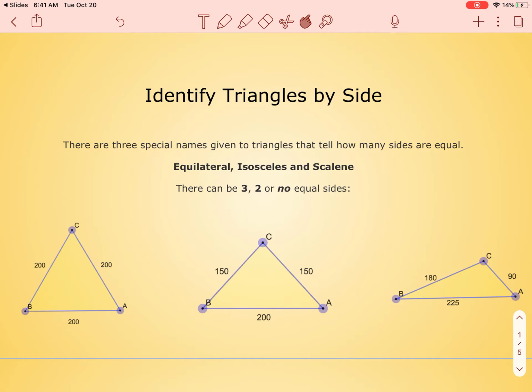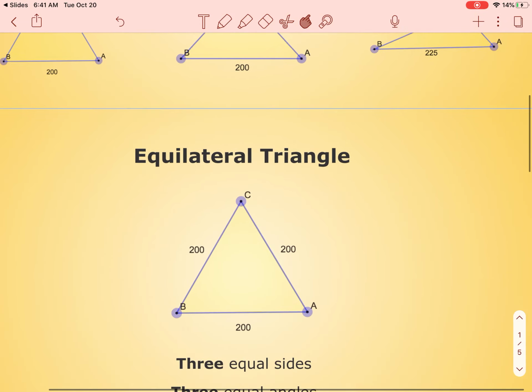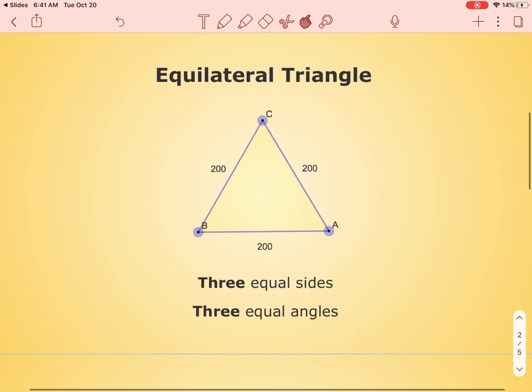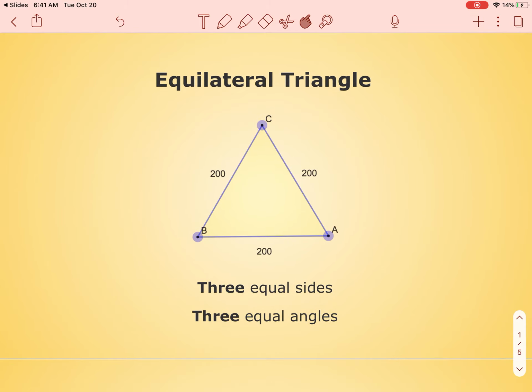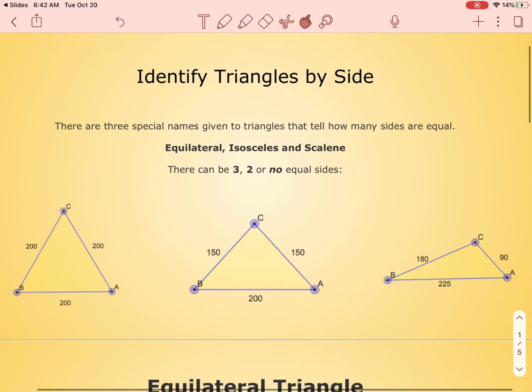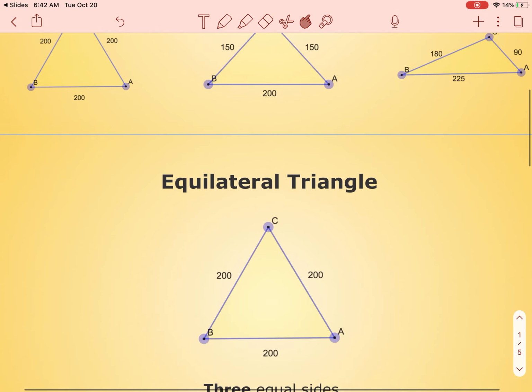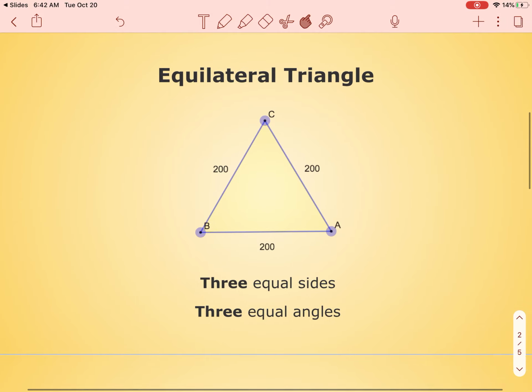We identify triangles by the lengths of their sides and how many sides are equal. The first triangle we're going to look at is an equilateral triangle. So in your math notebook, on that next clean page, make sure the top is labeled to identify triangles by side. And this first triangle here is called an equilateral triangle. What do you notice about the equilateral triangle? Take a look at the sides.